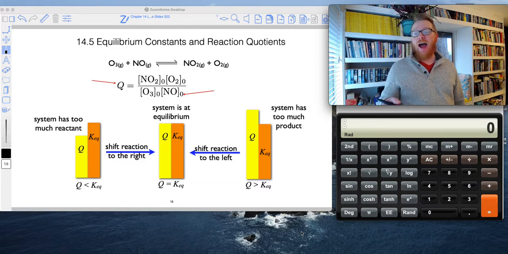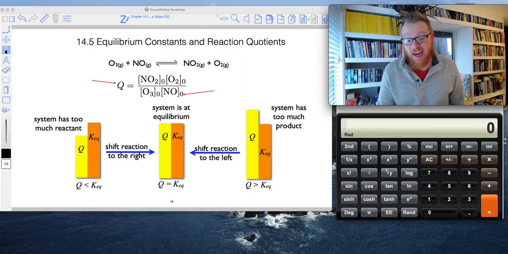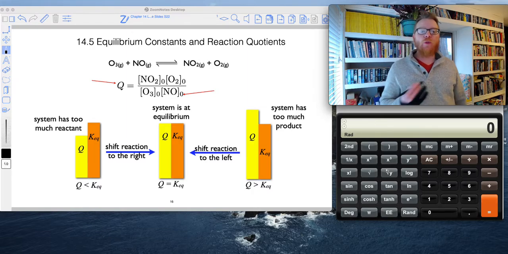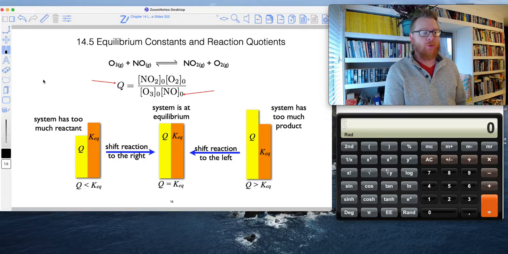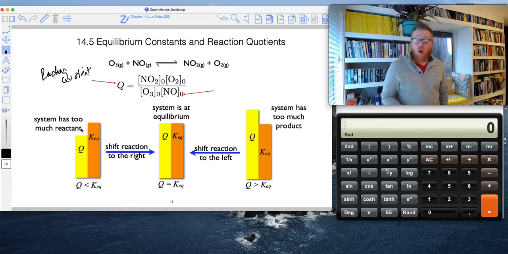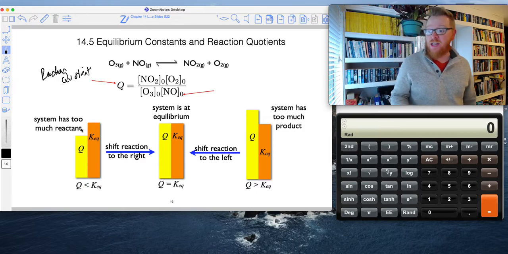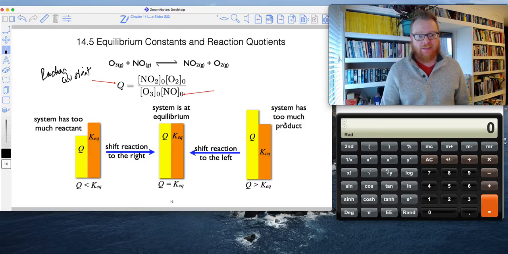So we need to devise a systematic way to do these kind of algebra problems and know that we're setting it up correctly each time. To do that, we use something called the reaction quotient, which is this letter Q. And the reaction quotient has the exact same equation as the equilibrium constant.